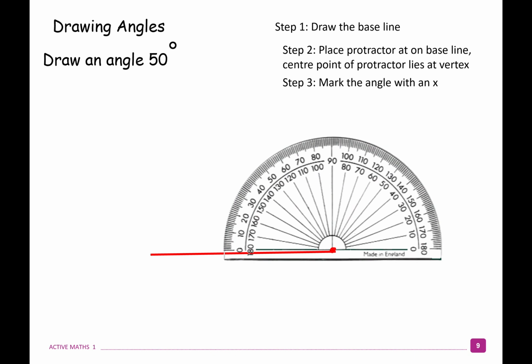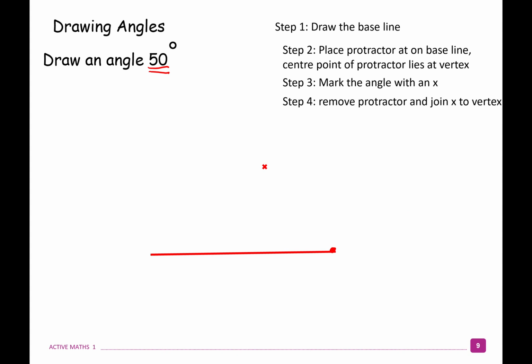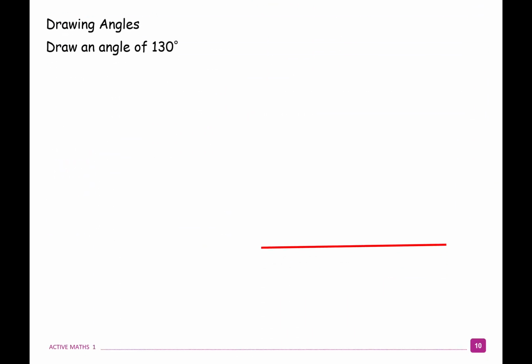Step 3, mark the angle you want to draw with an X. In this case, my baseline hits 0 on the outside scale. Therefore, I am using the outside scale. So reading the outside scale, I place an X at 50. I then remove my protractor and join the X to the vertex. This is an angle of 50 degrees. Let's try another one. Draw an angle of 130 degrees.